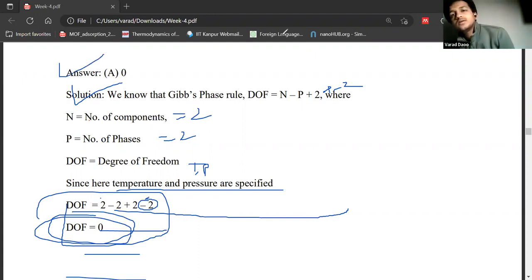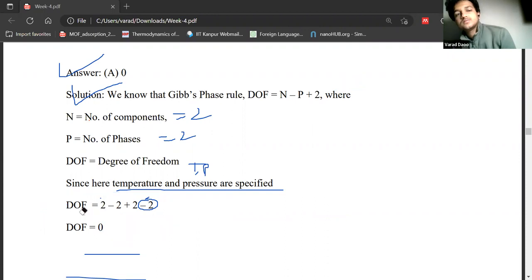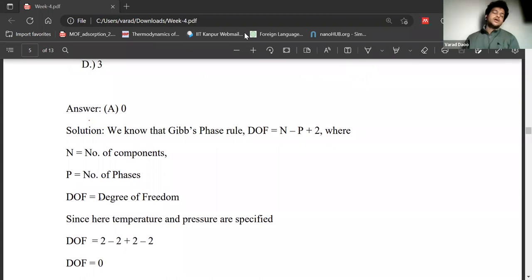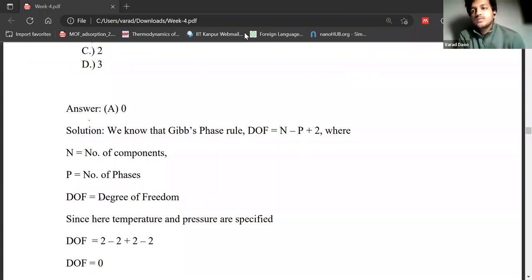Okay. Anybody has any question? If anybody has any doubt, they can ask now. And if anybody would like to write, I will give you a couple of minutes. Correct answer is option A, 0. Degrees of freedom is going to be 0.